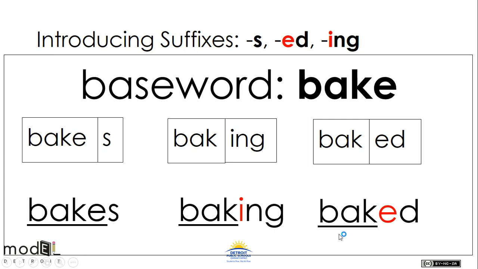Let's move to the next word. Same problem. I can do the same thing. I can imagine that there's an invisible magic E that makes the letter A say the long sound. That would make the base word bake. And when you add ed, it would say baked.